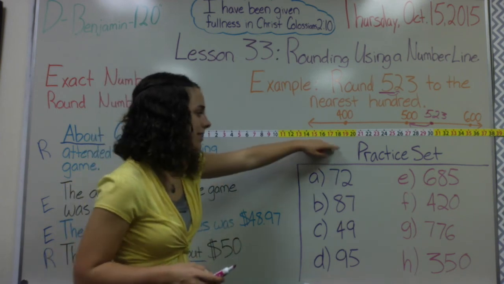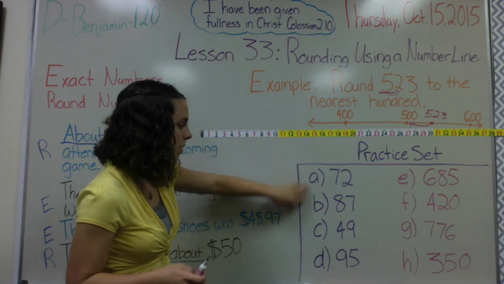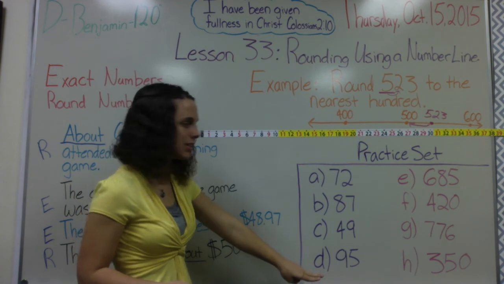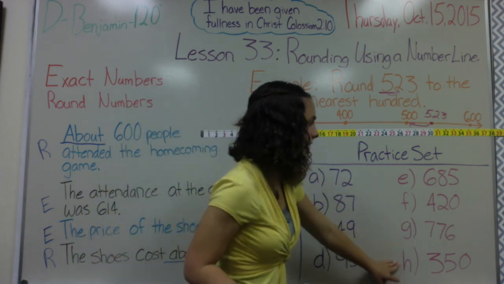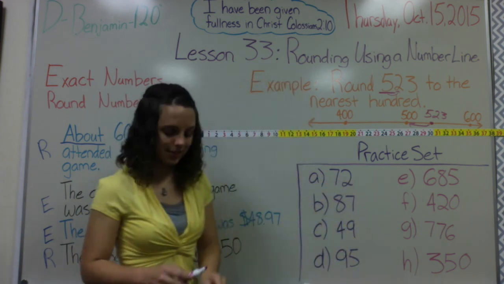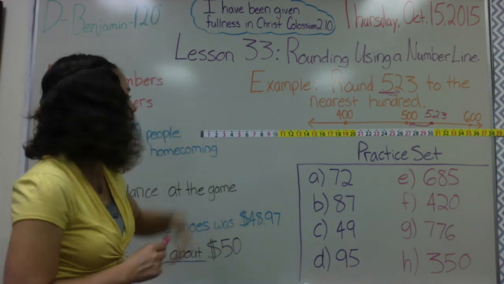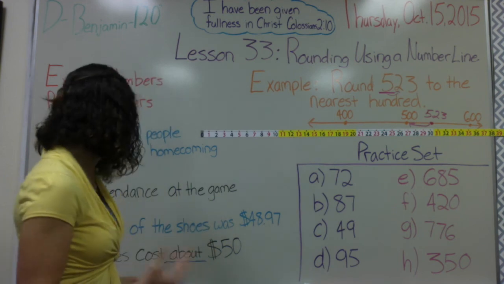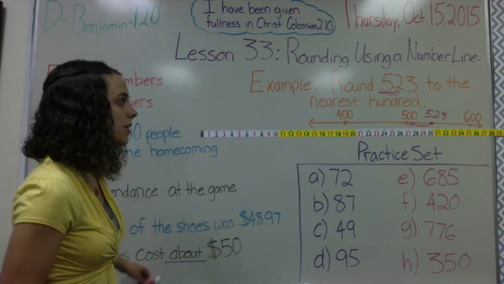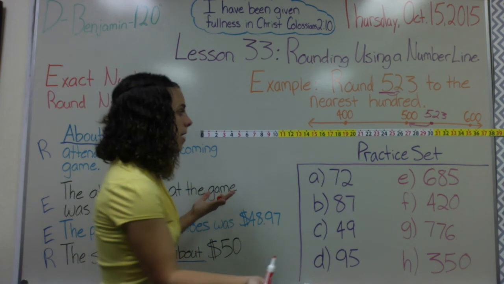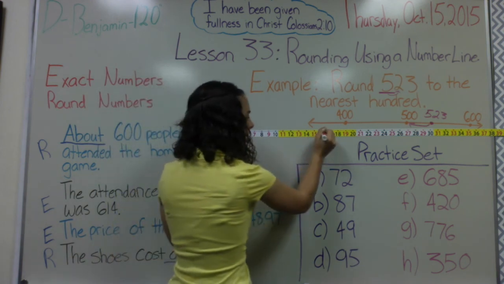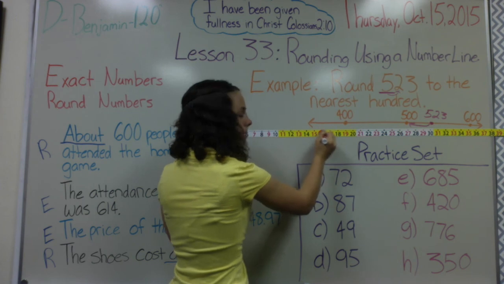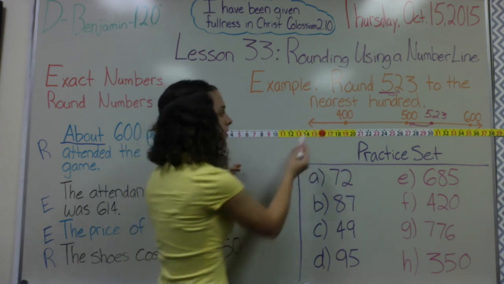All right, here's the practice set. The ones in purple here, A, B, C, and D, you're rounding to the nearest tens place. E, F, G, and H, you're rounding to the nearest hundred. I put a number line up here to go over rounding to the tens place. The tens place is fairly simple. Let's round the number 16, which is right here. I'm going to color the number so you can see it.